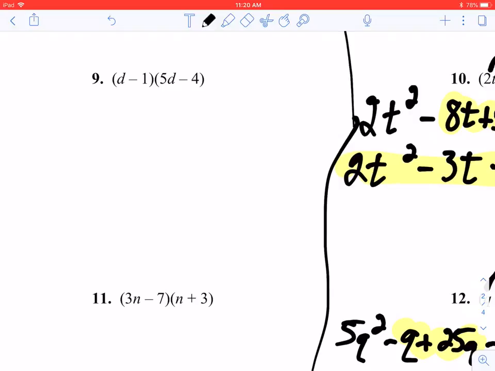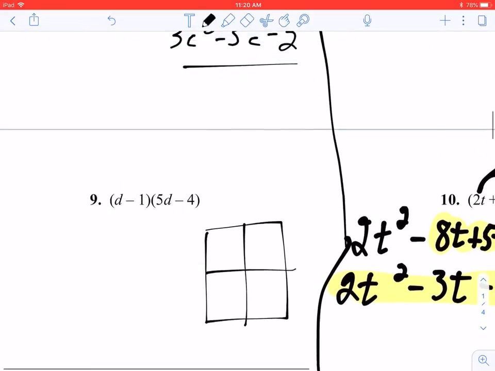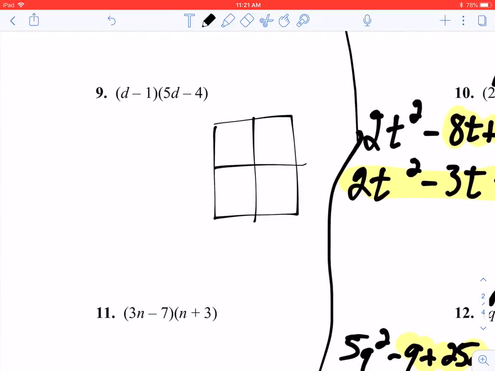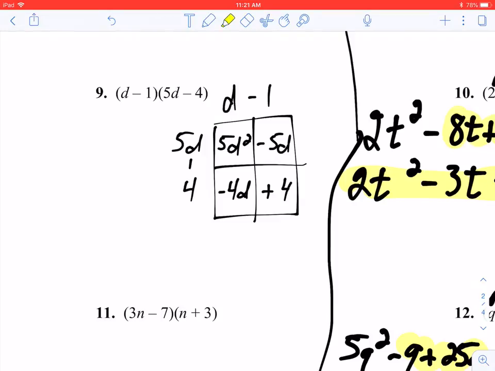Okay, moving forward. Number 9, box method. Draw our box. Sorry about that, guys. Wrist hit this here. We have d minus 1, and then 5d minus 4. So 5d times d is 5d squared. d times negative 4 is negative 4d. 5d times negative 1 is negative 5d. And negative 4 times negative 1 is positive 4.